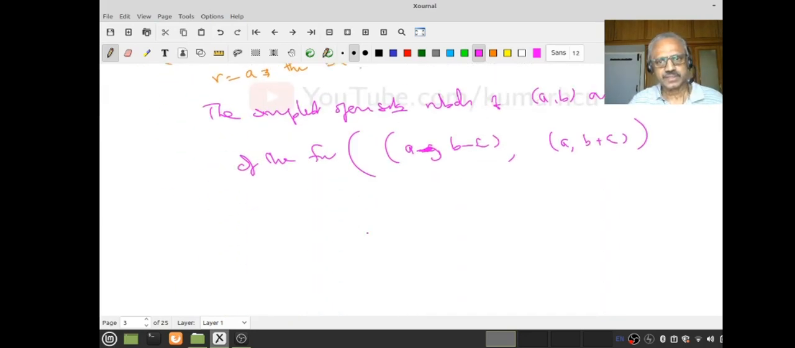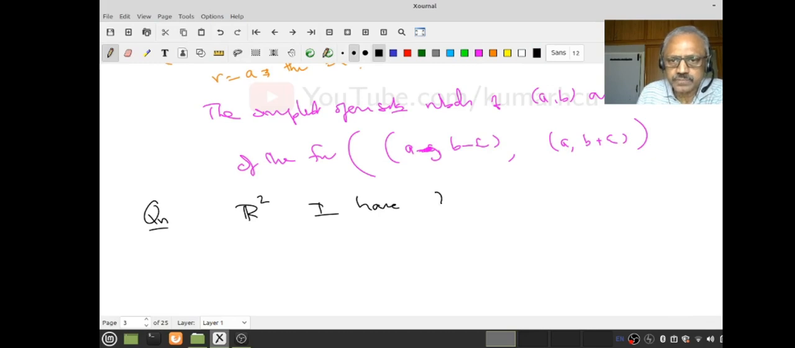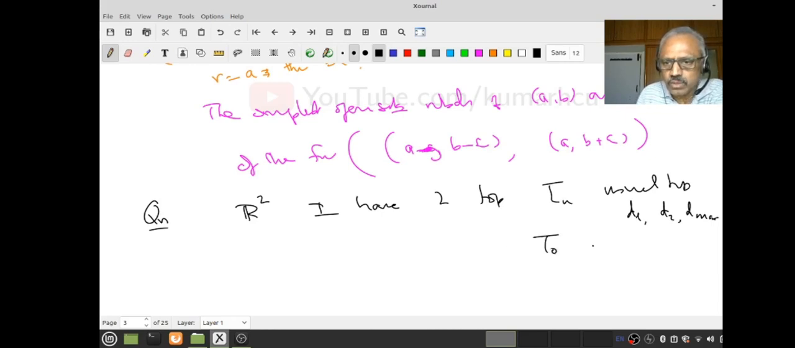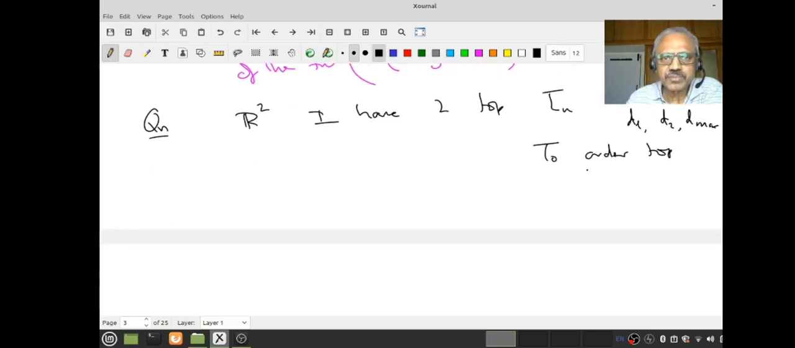Do you understand this? Now something very interesting happens. On R^2 I have two topologies. One is tau U, the usual topology induced by either the d1, d2 or d max metric, and the other is tau O, the dictionary order topology. I want to know whether there is any relation between them.